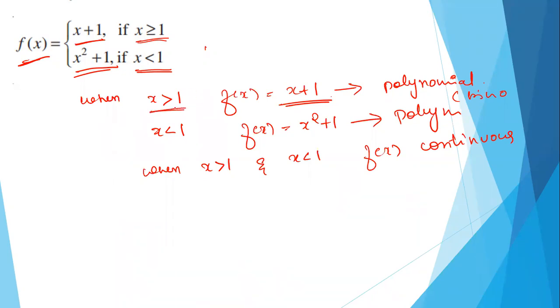For x greater than 1, what is the function? X plus 1, isn't it? And x plus 1 is a polynomial, and we already know that a polynomial function is continuous. Even when you take x less than 1, you have a polynomial, x square plus 1. So directly we can say when x is greater than 1 and less than 1, the function f of x is continuous. So which is the case remaining now?